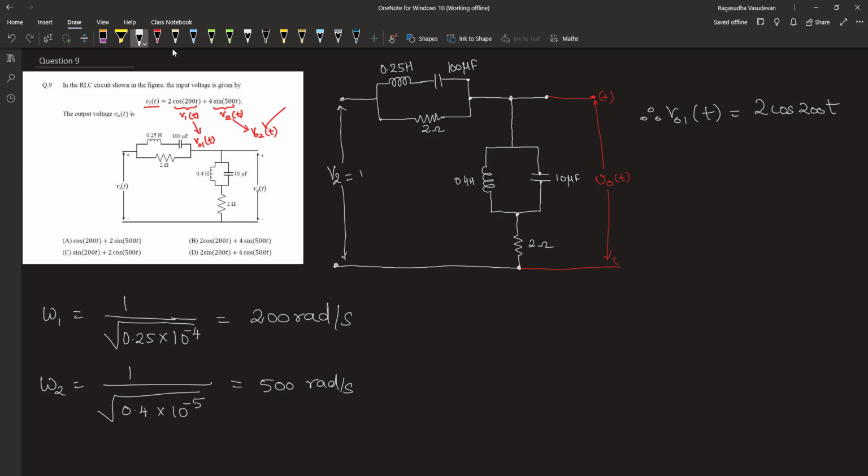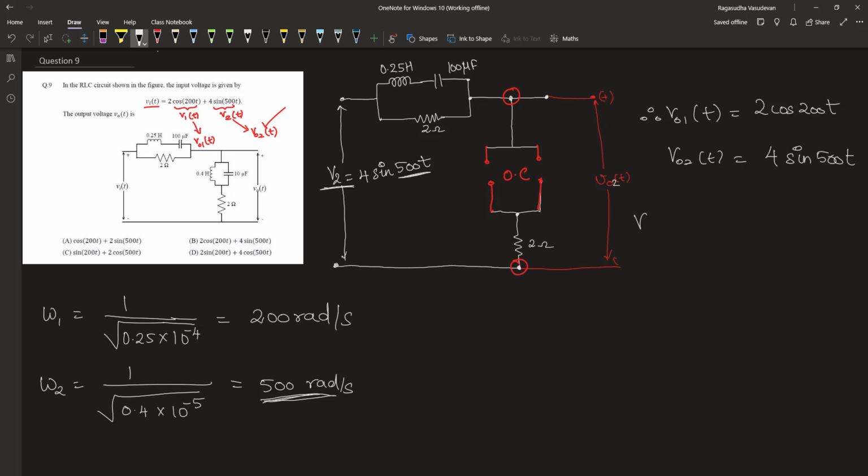Now the input voltage is equal to 4 sin 500t. Since the resonant frequency of the second parallel tank circuit is 500 radian per second, which matches the input supply frequency, this will be in resonance. Therefore, this can be replaced as an open circuit. Due to the open circuited terminals, again V2(t) will appear across these output terminals. Therefore, VO2(t) will be nothing but V2(t). VO2(t) will be 4 sin 500t.